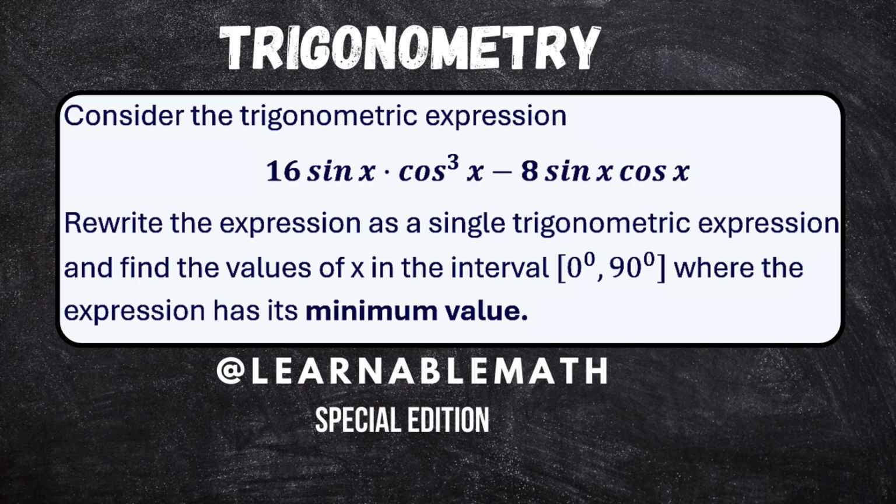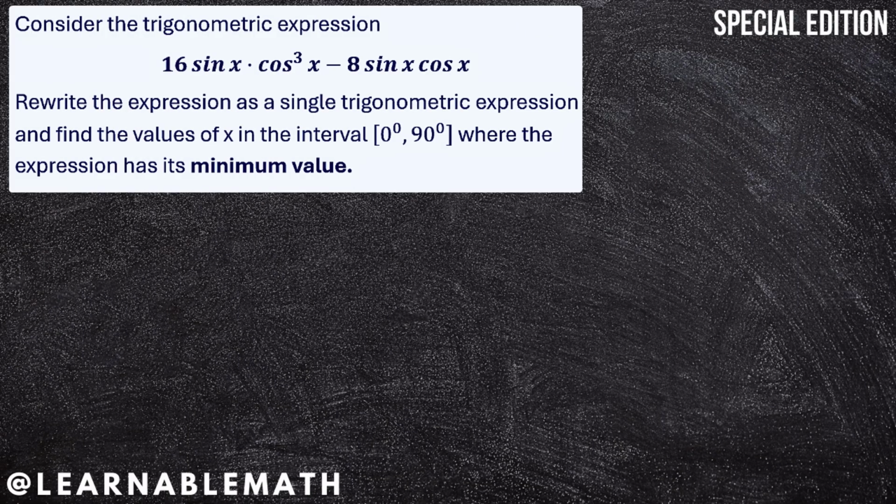Our special edition is on trigonometry, and this is the interesting question that we're going to look at. Without wasting any time, let's get into it. It says: consider the trigonometric expression 16 sine x cos cubed x minus 8 sine x cos x. Rewrite the expression as a single trigonometric expression, and find the values of x in the interval 0 to 90 degrees where the expression has its minimum value.